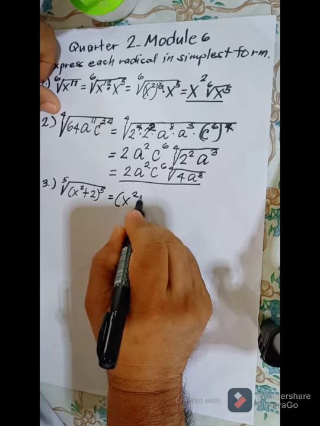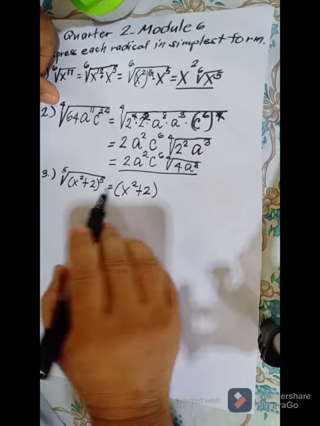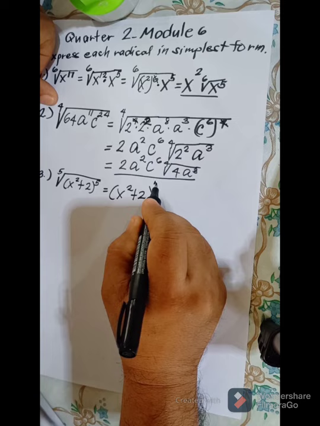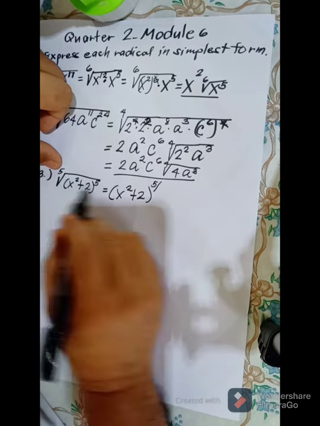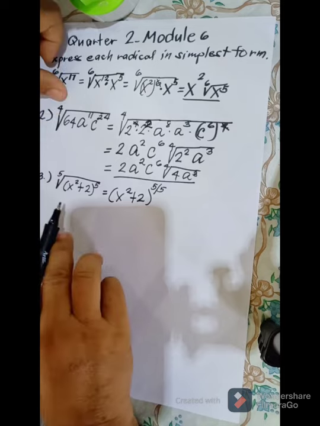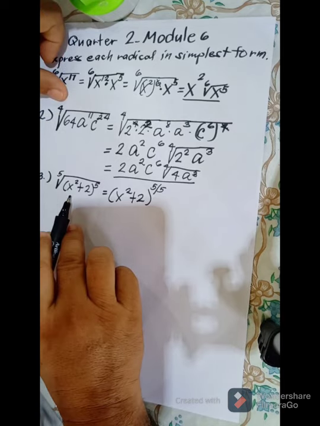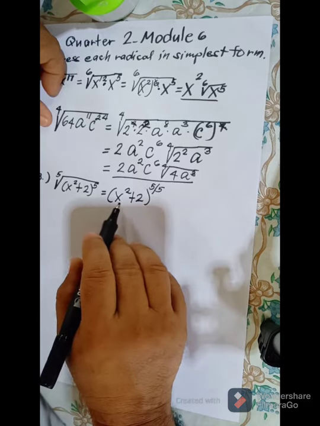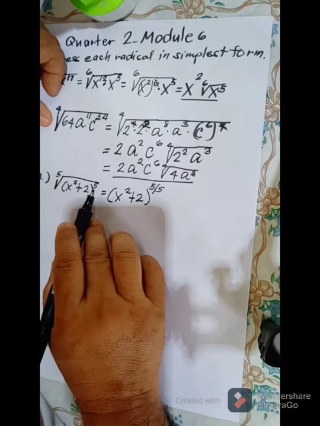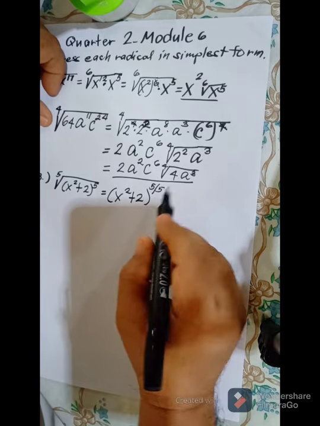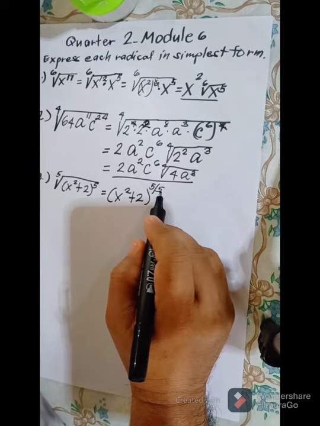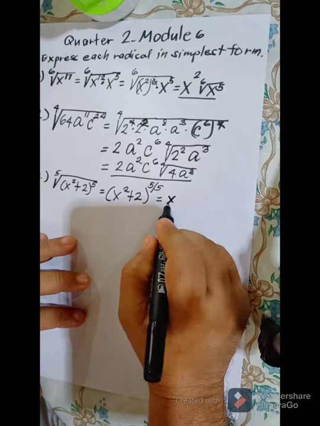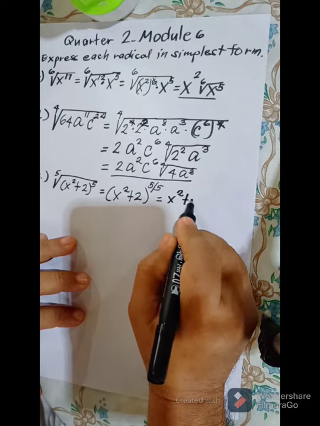X squared plus 2. Then the exponent of the radicand is 5. So we have the power 5 over the index, which is 5. So the fifth root of the quantity x squared plus 2 raised to the fifth power is equal to the quantity x squared plus 2 raised to 5 over 5, the index. Since 5 divided by 5 is equal to 1, our final answer would be x squared plus 2.